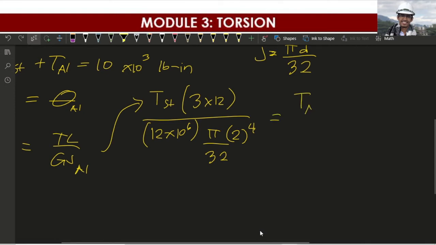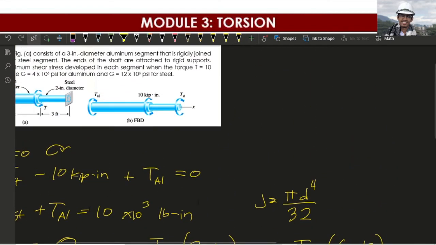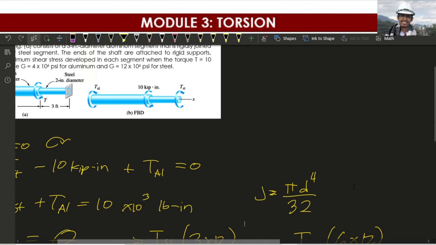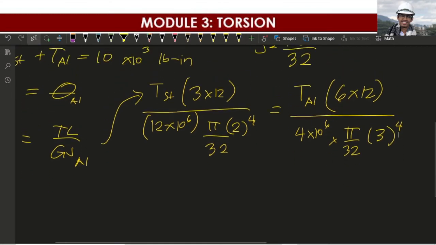the torsion of the aluminum times yung kanyang length. So that is 6 times 12 para maging inch. And yung kanyang G, that is 4 times 10 raised to 6. And yung polar moment of inertia for aluminum, that is pi over 32 times yung kanyang diameter, that is 3, so that will be 3 raised to 4. Therefore, we can compute yung ating torque ng steel in terms of the torque of aluminum.